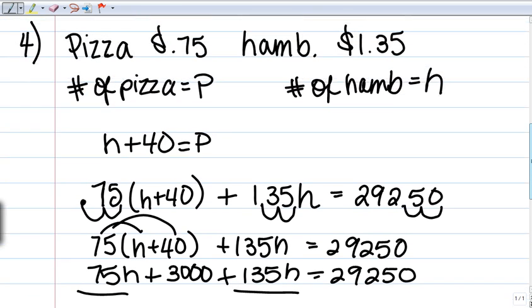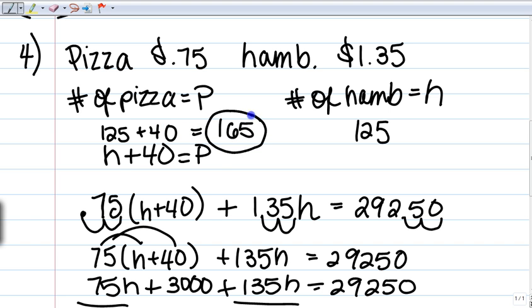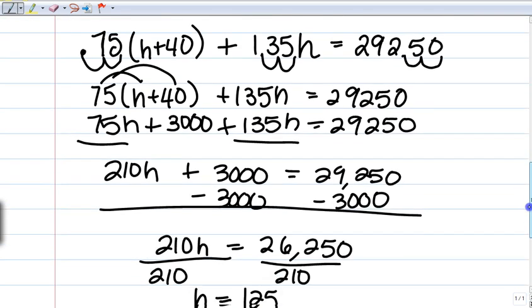Well, H is the number of hamburgers. So we would go back and say, okay, hamburgers is 125, and I would have to add 40 to that to get 165 slices of pizza. So this is the slices of pizza, and this is how many hamburgers, but it only wanted to know how many slices of pizza did they sell, so we would say we sold 165 slices of pizza.